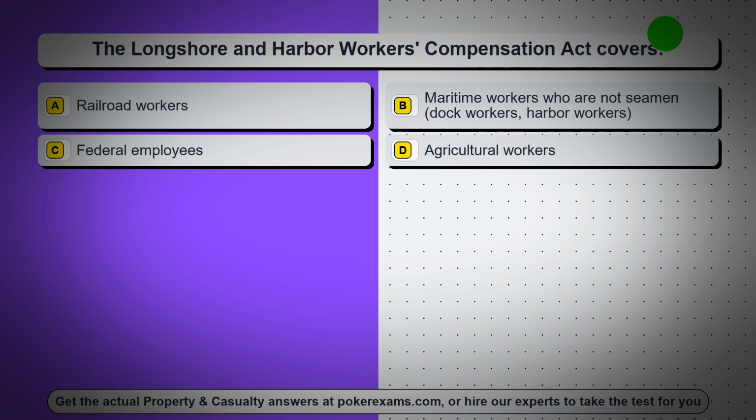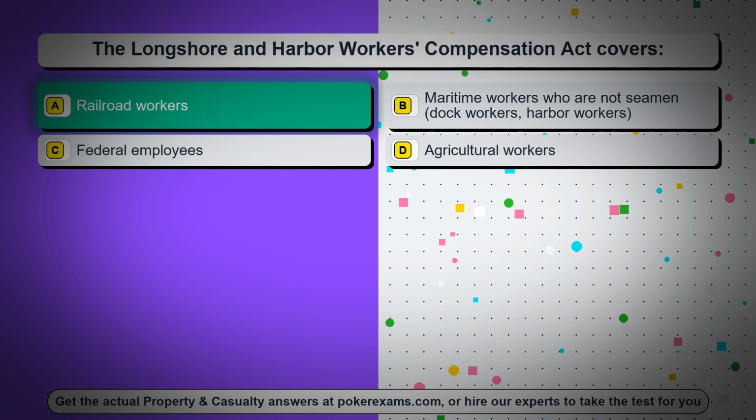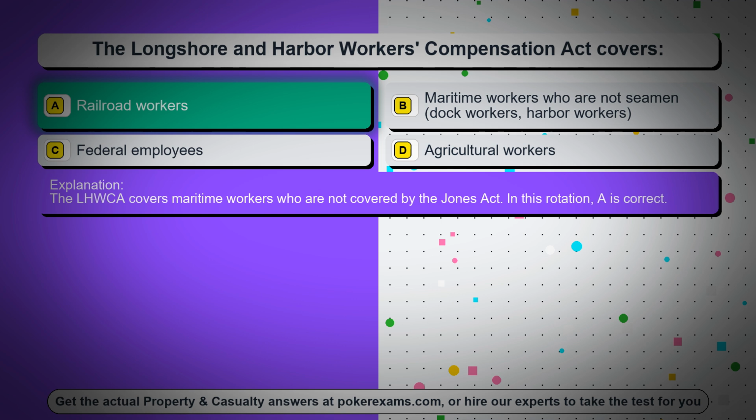Question 19. The Longshore and Harbor Workers' Compensation Act covers: Option A, railroad workers. Option B, maritime workers who are not seamen, dock workers, harbor workers. Option C, federal employees. Option D, agricultural workers. The correct answer is option A, railroad workers. The LHWCA covers maritime workers who are not covered by the Jones Act. In this rotation, A is correct.